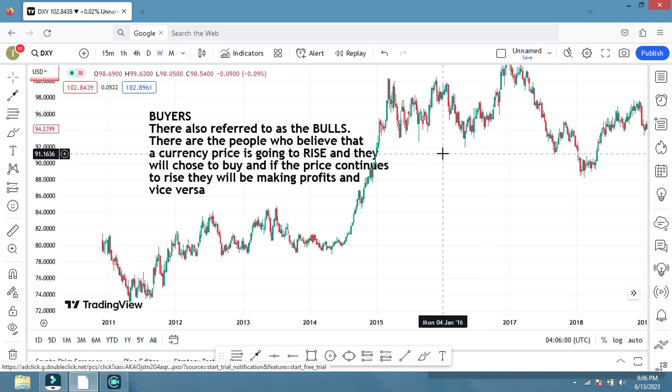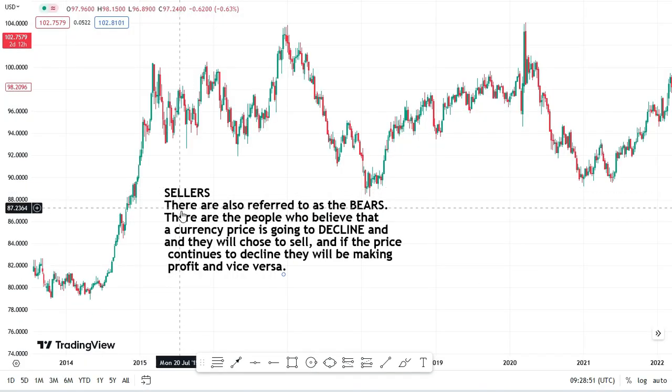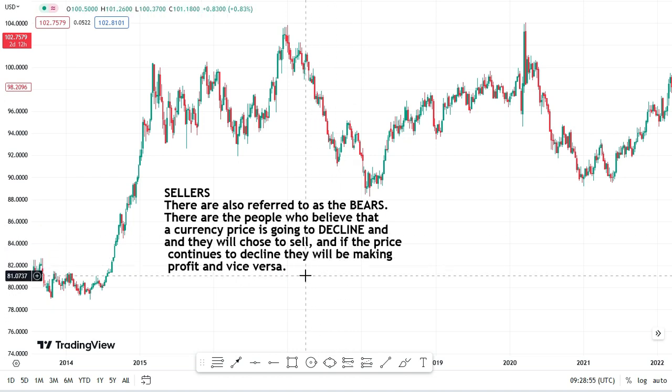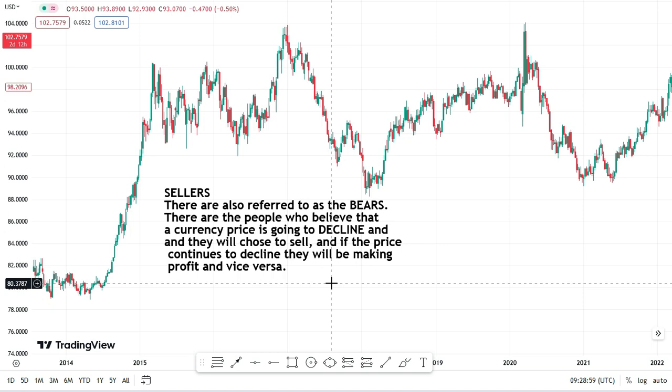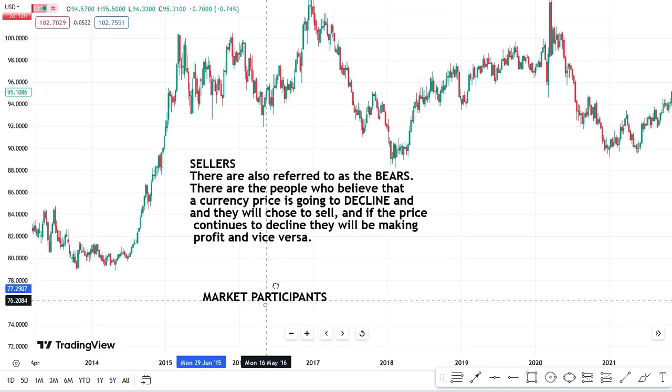So these are buyers. Sellers, they are also referred to as the bears. They are the people who believe that a currency pair is going to decline and they will choose to sell. And if the price continues to decline, they will be making profit. But if the price continues to rise, they will be losing. So both the buyers and the sellers are referred to as the market participants.